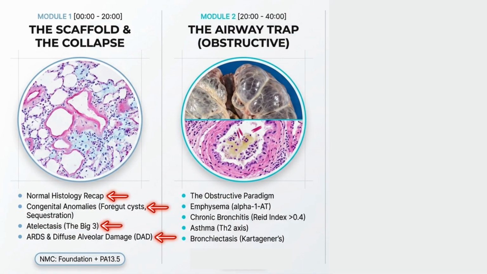Next is Module 2, the Airway trap, which is entirely dedicated to obstructive diseases. We will introduce the obstructive paradigm first. Then we dive into emphysema, paying special attention to alpha-1 antitrypsin deficiency. We will also discuss chronic bronchitis and the clinical significance of a Reid index greater than 0.4. We will break down asthma and the crucial Th2 axis. We wrap this section with bronchiectasis, including its high yield association with Kartagener's syndrome. This aligns with NMC competency PA 13.4.